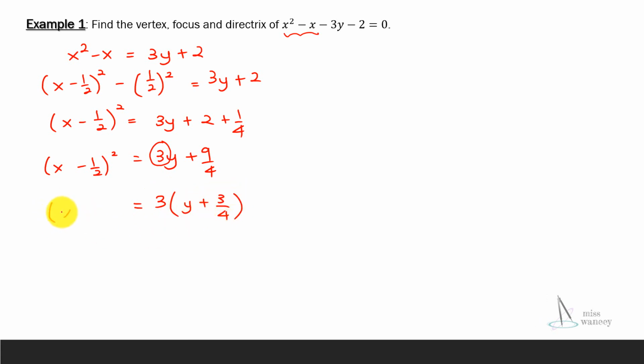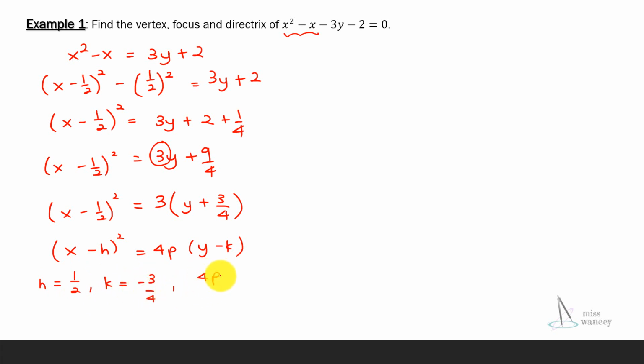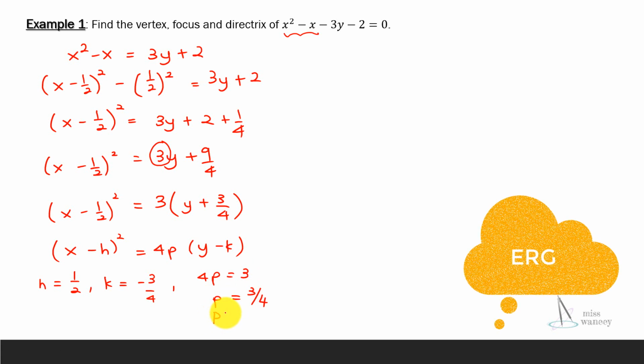And this one is (x − 1/2) squared. Okay, so now let us compare this with (x − h)² = 4p(y − k), in order for us to see what h and k are. If you compare them directly, you should be able to see h is 1/2, and k is actually −3/4. And then for 4p equal to 3, p is actually equal to 3/4. So we know that p is greater than 0.